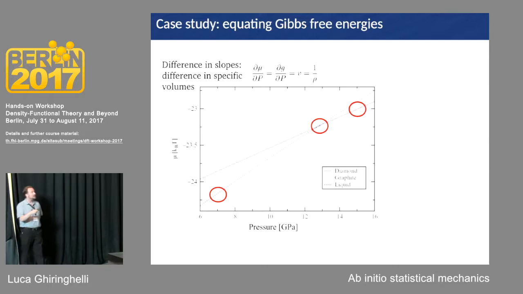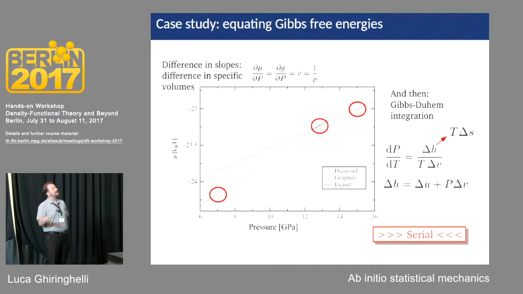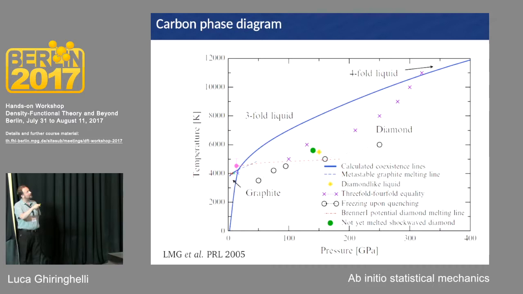It's still a coexistence. And it is good because from each coexistence point, you can integrate with the Gibbs-Duhem or Clausius-Clapeyron equation. You integrate the Clausius-Clapeyron equation, which is called Gibbs-Duhem integration, and you can find the phase boundaries. This is the bad part: you have to integrate this differential equation numerically, and you have to do it serially, because you start from points. So this is the initial point that I had, 1, 2, 3, and then integrate here, and integrate here in order to get the full phase diagram. Compared to some experimental evidence, that was pretty good. You see, quite a long time ago.